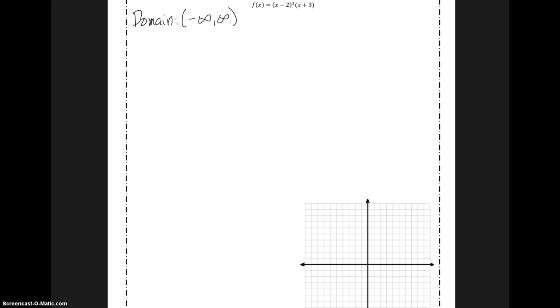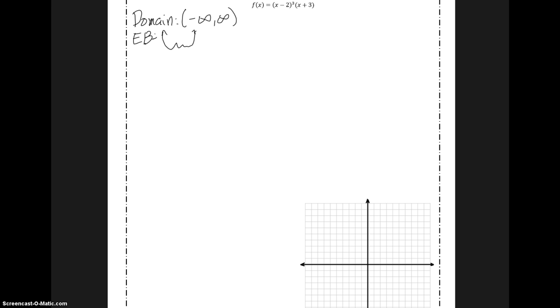The next thing we need to find is the end behavior. And in a polynomial, we have those 4 different options. So we have degree of 4 and a positive leading coefficient. So what does that mean our end behavior is? It means it will point upwards in both directions, up to positive infinity.